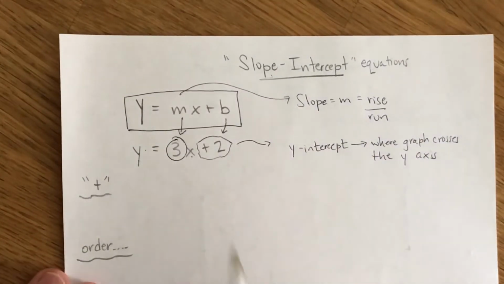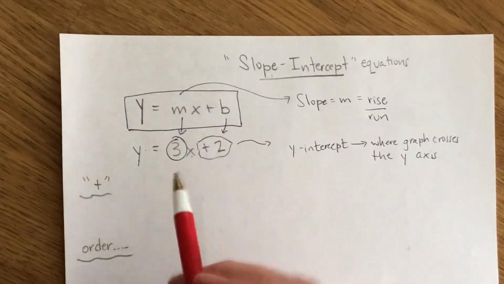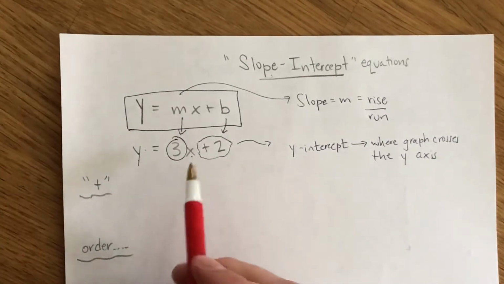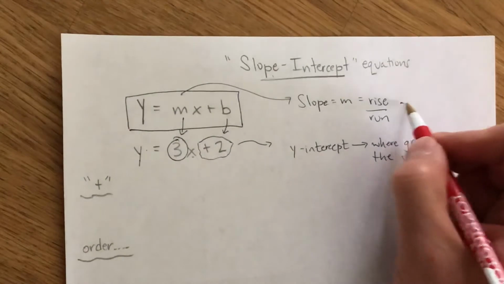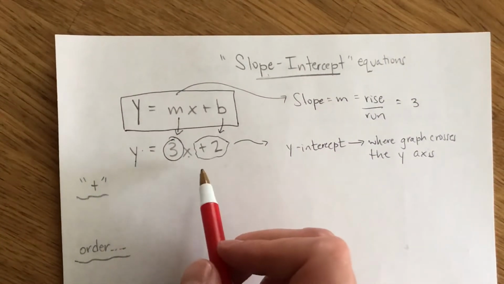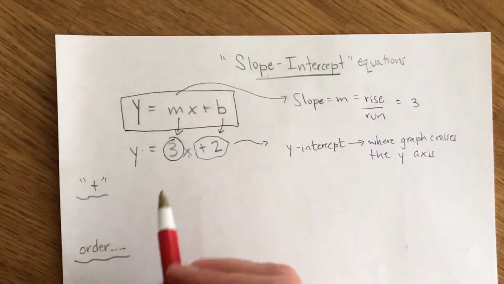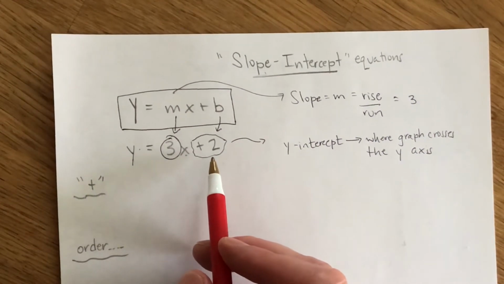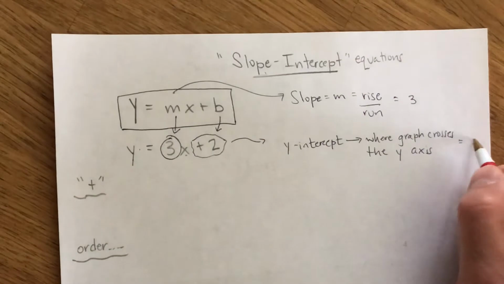Here's an example of an equation that's in slope-intercept form, y equals 3x plus 2. The slope, in this case, would be 3, that's the rise over the run. And then the y-intercept, where it crosses the y-axis, is 2.